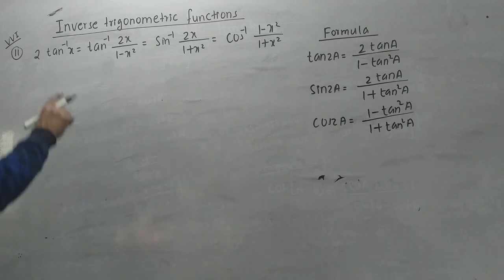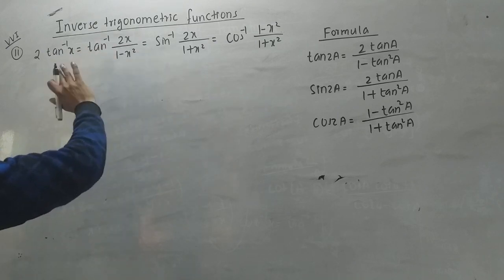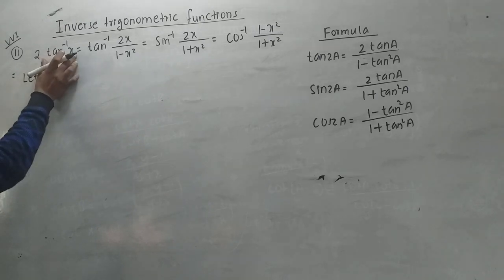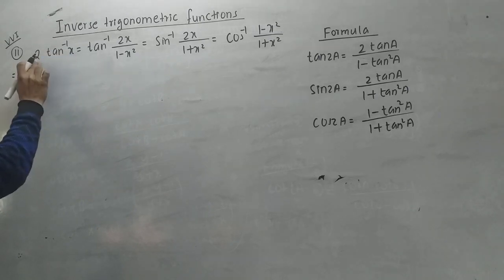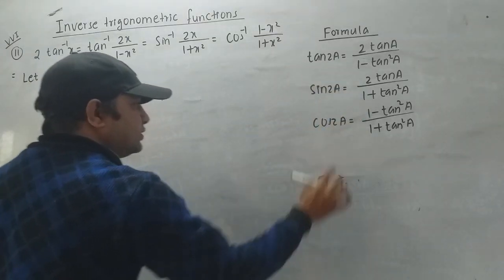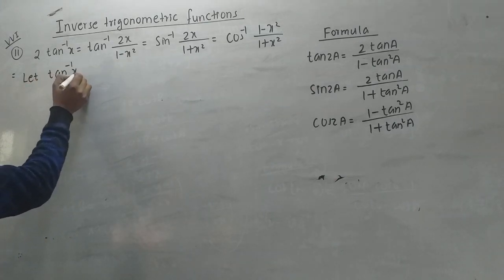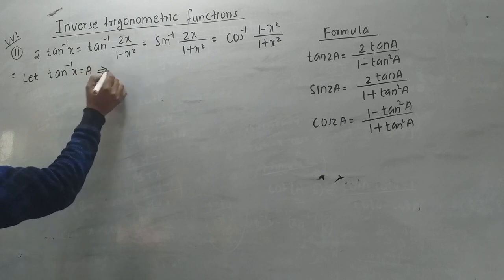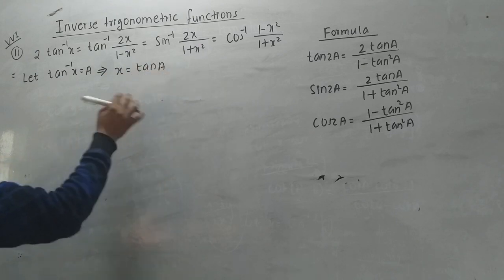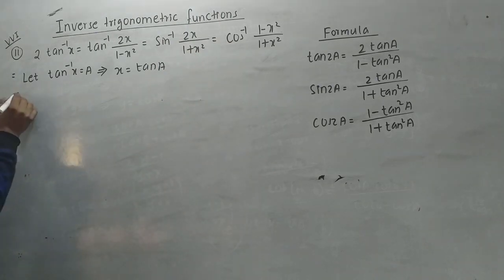Here it contains only one variable, that is x. Now we are dealing with tan, sin and cos. So let tan inverse x be A, because we have 2A here, here also 2A, and here also 2A. So let tan inverse x equal A. What does it imply? Taking tan inverse to the other side, x equals tan A. Now we will apply the formula for tan 2A, after that sin 2A and cos 2A.